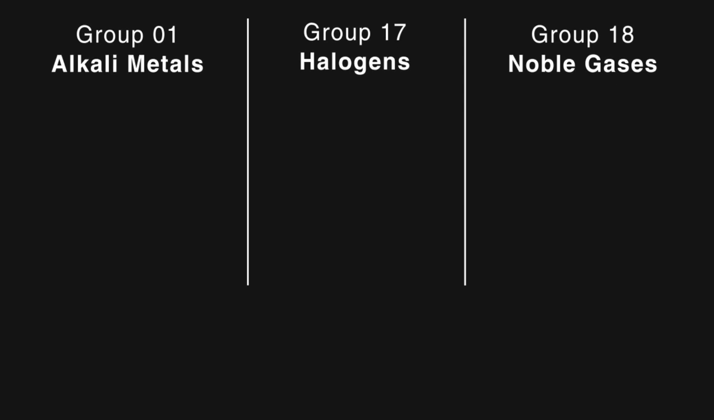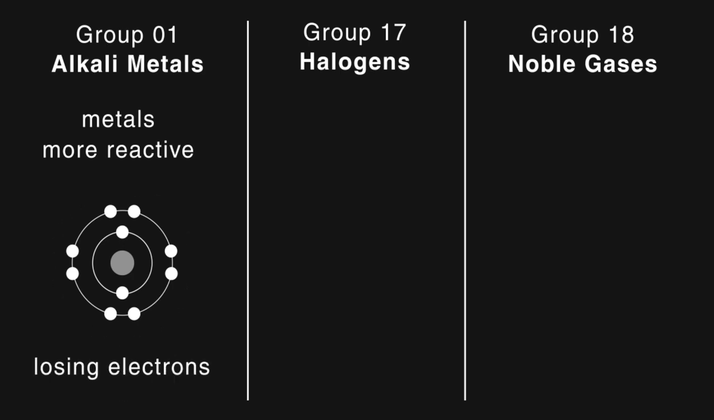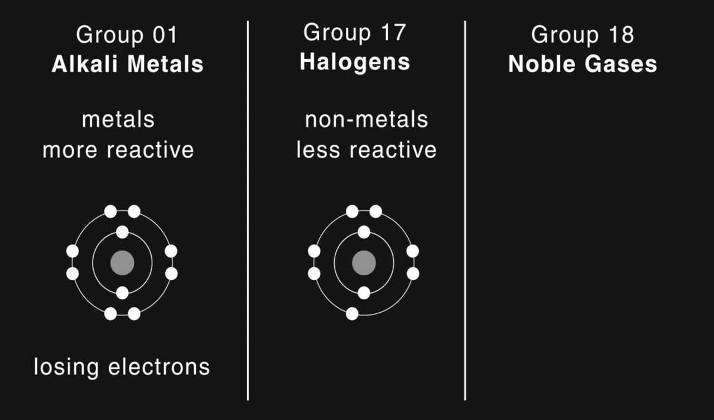As we go down Group 1, the metals become more reactive. This is because metals react by losing electrons, and it is easier to lose the outer shell electron the further it is from the positive nucleus. As we go down Group 17, the nonmetals become less reactive, because nonmetals react by gaining electrons, and the fewer shells, the greater attraction for the incoming electron.